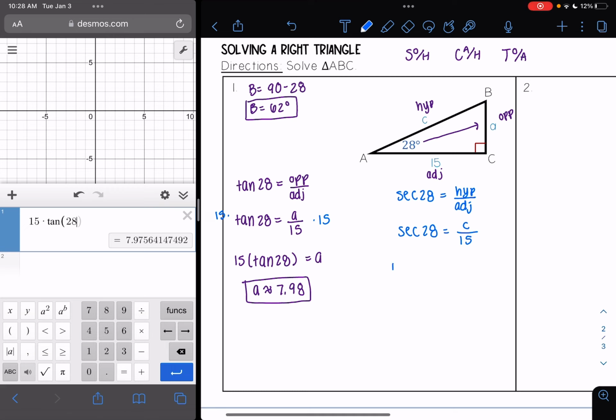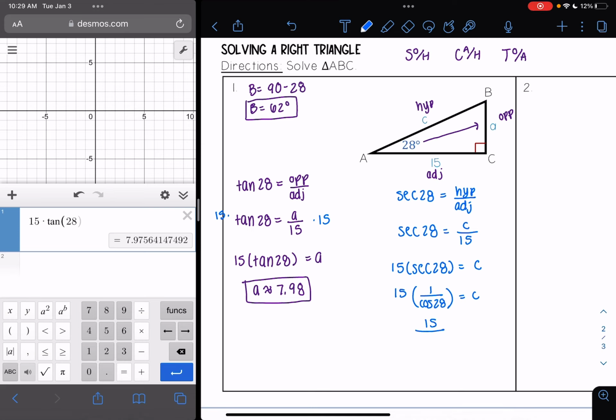Then multiplying by 15 on both sides, I have that 15 times secant of 28 is equal to C. And then remember that secant is really the reciprocal of cosine. And so I can replace the secant of 28 with 15 times 1 over cosine of 28.